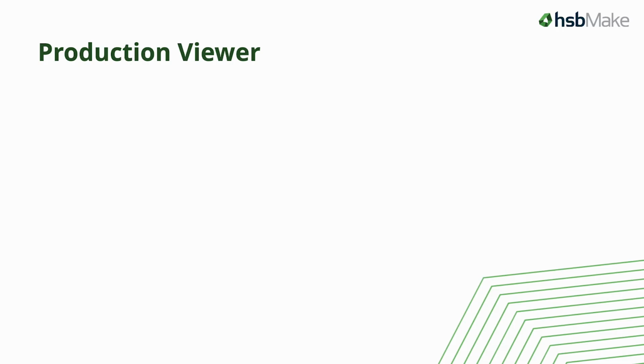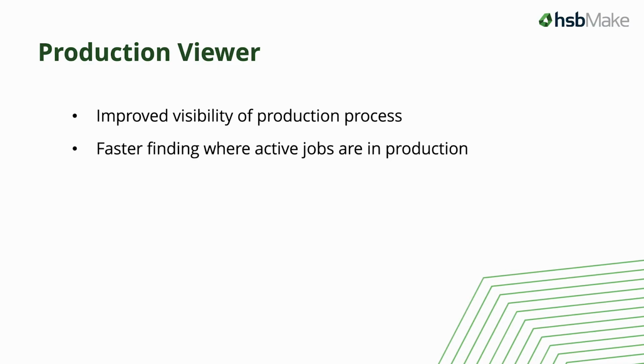So as a quick summary of the changes that have been made in the production viewer with version 28, you have improved visibility of the production process, and you also have a way of searching for items a lot faster than ever before, so you can find out where something is if there is an issue. And of course, we've included some extra features which are really useful for your IT team.